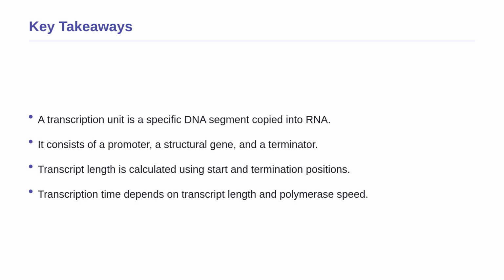We have covered a lot of ground today, so let us review our key takeaways. First, a transcription unit is the fundamental functional segment of DNA that gets copied into RNA, acting like a specific recipe from a massive library. Second, it relies on 3 main components: a promoter to start, a structural gene for the code, and a terminator to signal the end.